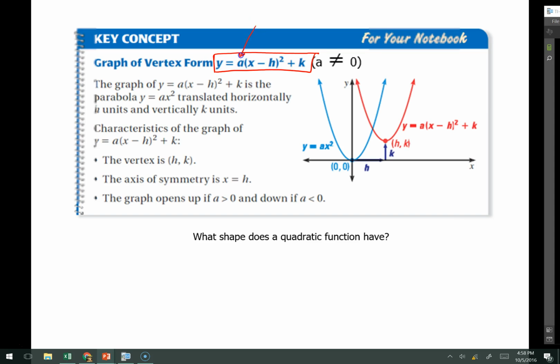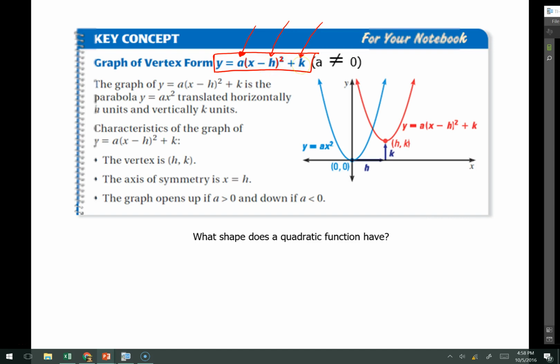There is an a value being multiplied out front. Inside of the parentheses that are being squared, there is an h value. And on the outside being added, there is a k value as well. These are all elements that we've already studied in the absolute value unit. So a couple of commonalities with them.